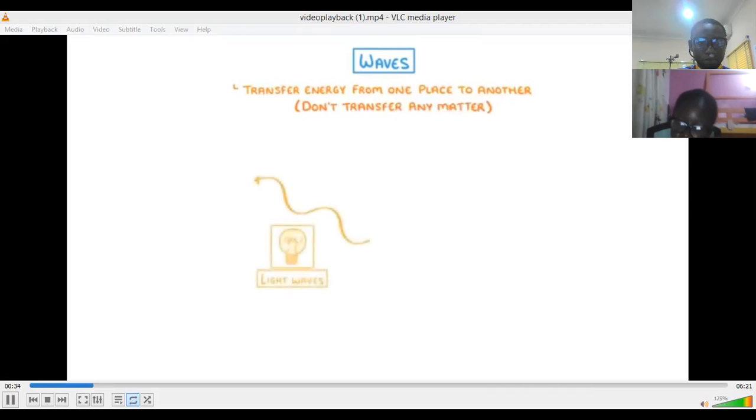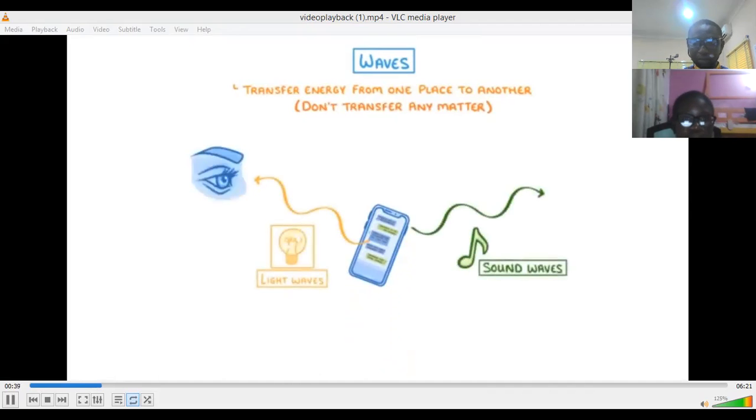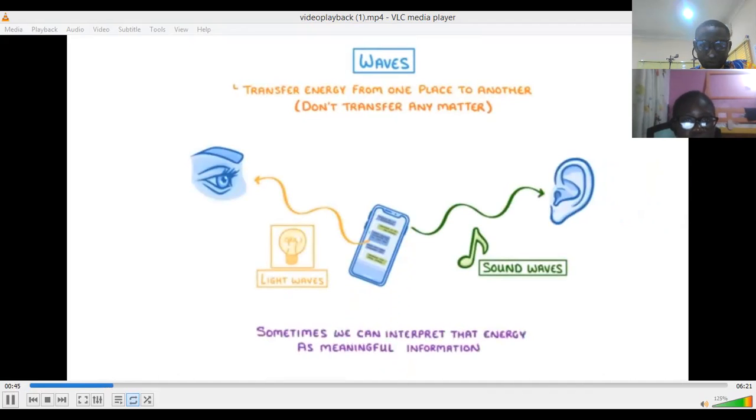So when light waves pass from a phone screen to your eye, or sound waves pass from the speakers to your ear, only energy is being transferred. Sometimes, though, we can interpret that energy as meaningful information, which is why our brain is able to build up images and tunes from the light and sound that it receives.